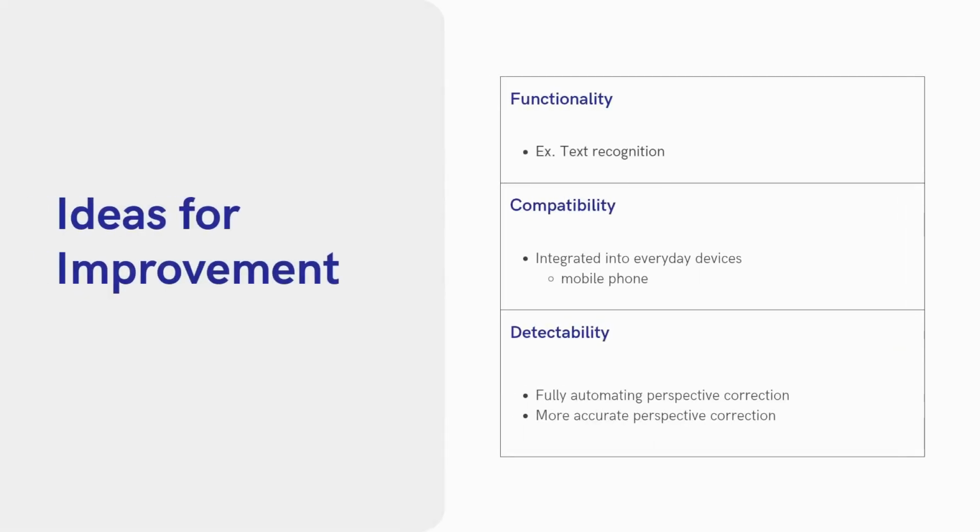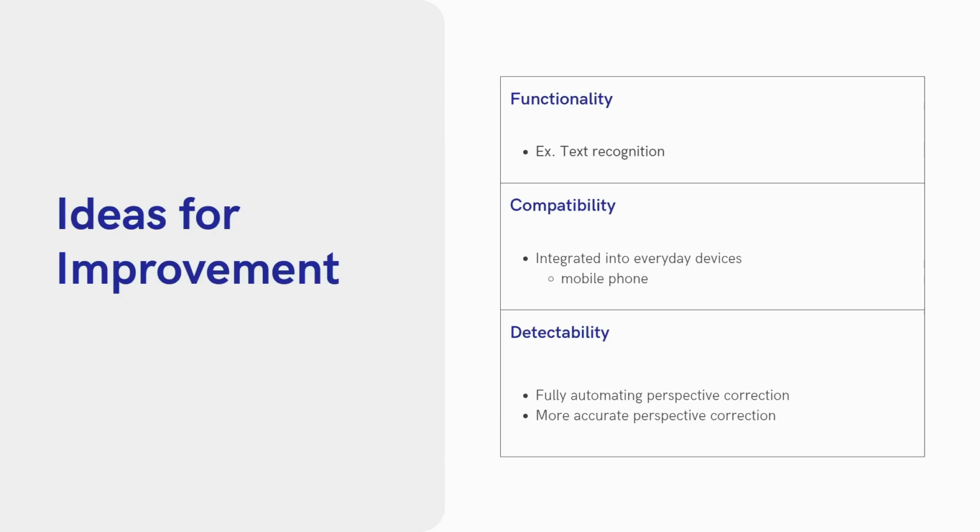Now we'll move to our ideas for improvement. Our first idea is functionality. We want to add more functions where it can recognize text and then convert that text into a Word document or some other files.